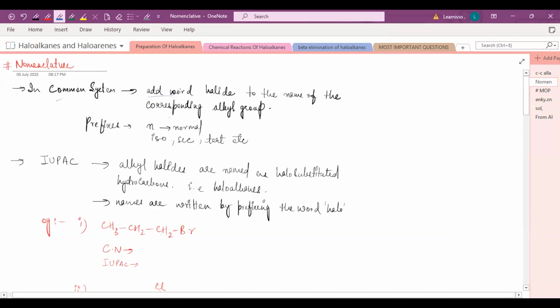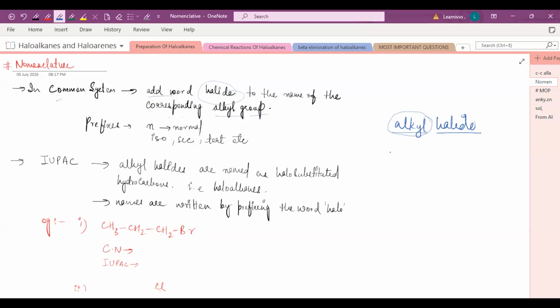In common system, how to write down the name of the compound? Basically, we have to add the word halide. At the last we write the halide as a suffix to the name of the corresponding alkyl group. So basically we write in the manner alkyl halide. So in common system, we write alkyl halide. First we write the alkyl word, and after that we use the halide word for the halogen group, which is attached to the carbon of the alkyl. So that's in common system.